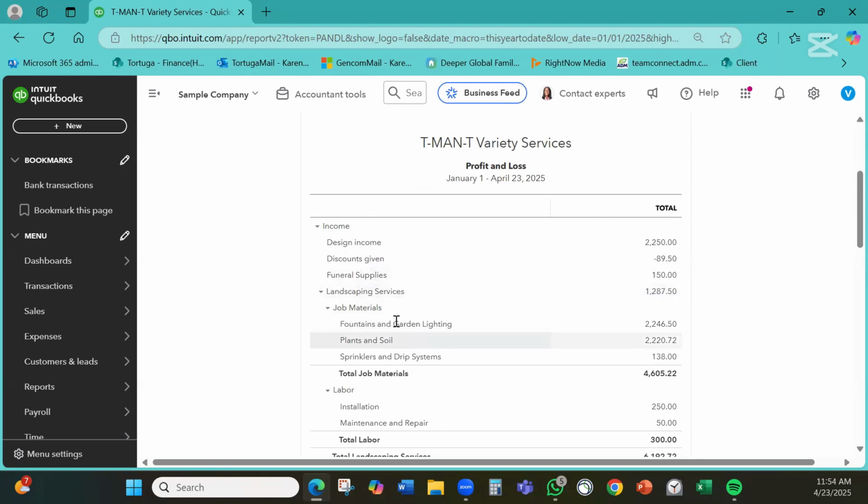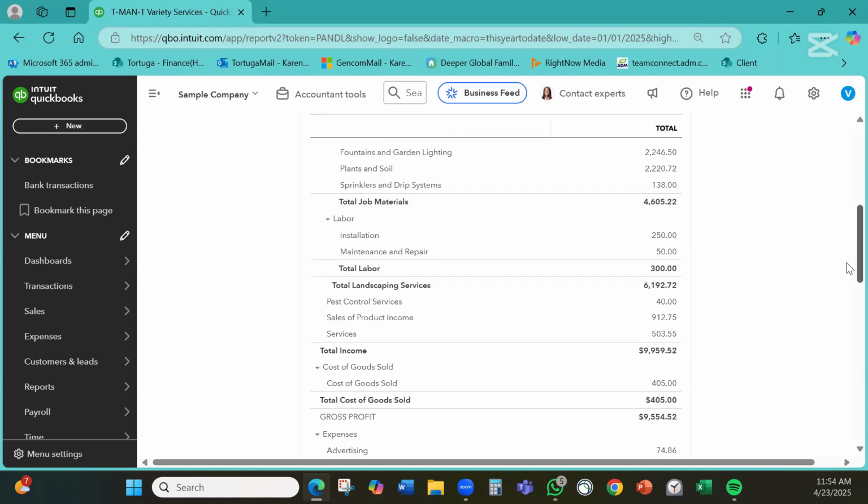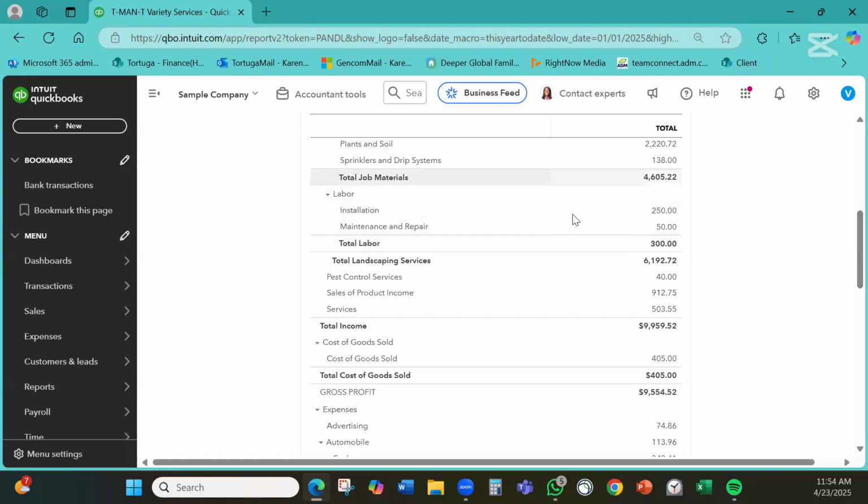And then you see the cost of sales. These are all the costs that go into the landscaping business, which are directly tied to the landscaping business. The fountains and the garden lights, the plant and soil, sprinklers and drip system. You see, these are directly related to what they do. Then the labor as well. So all of these things would be directly related to what they do.